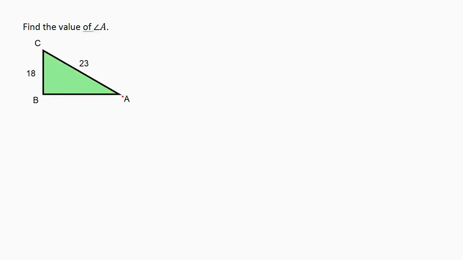Find the value of angle A. Now here's our angle A right here, and we need to figure out what the value of this angle is. Well, let's start by writing down our equation. We know that sine of an angle, and we're going to be working with angle A, so sine of angle A is equal to opposite over hypotenuse.